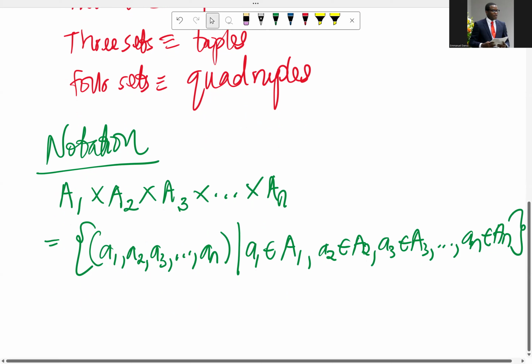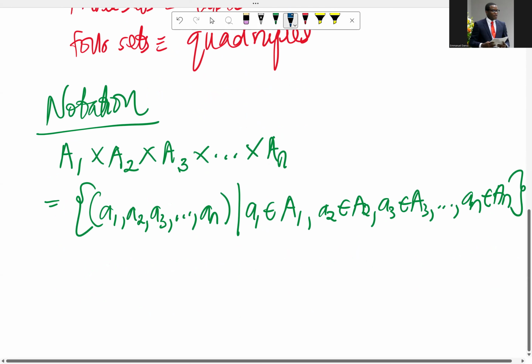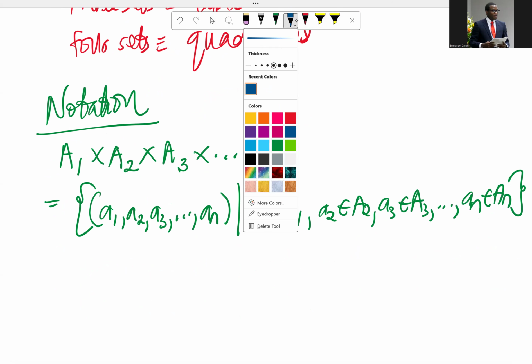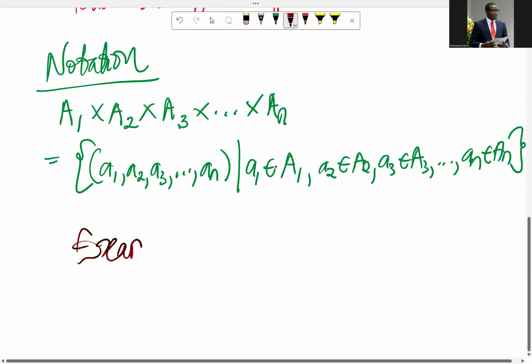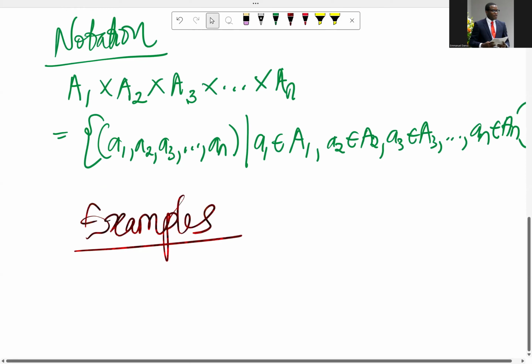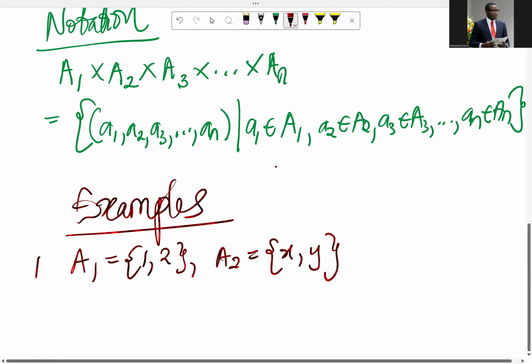So with that now, we can look at possible examples. Let me talk about examples now. So let's have some examples. Imagine that you have A1 to be the set of 1 and 2, and you have A2 to be the set of x and y. This is the first example now.